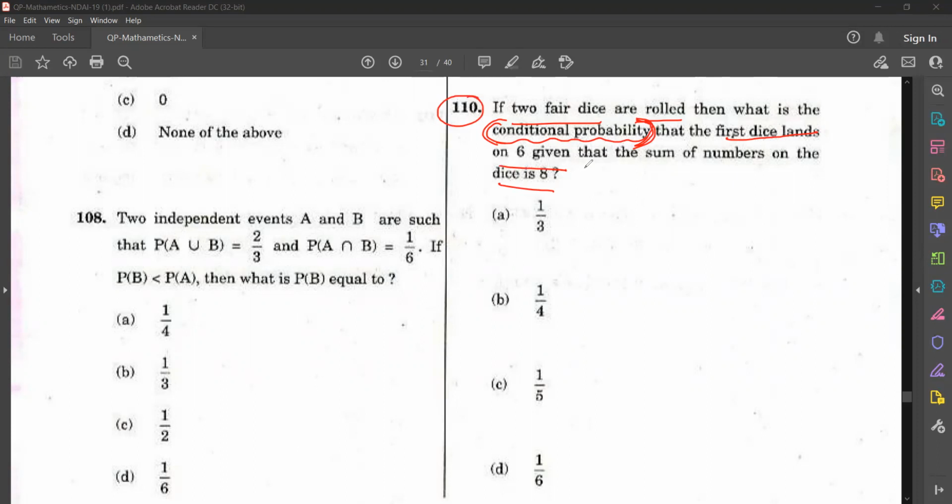They will give a condition, and that condition will be followed by 'given'. So the condition is the sum of the numbers on the dice is 8, and then you have to find the conditional probability that the first dice lands on 6. So this is conditional probability: P of E given F. That is what you have to find out.